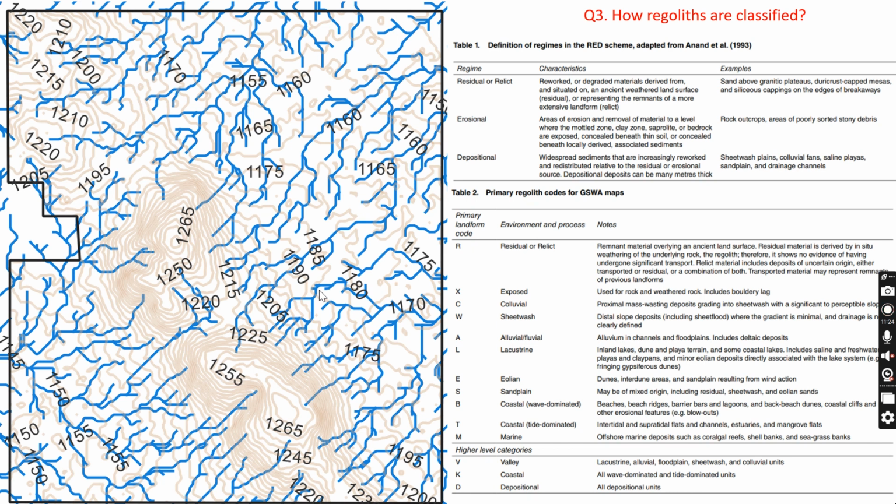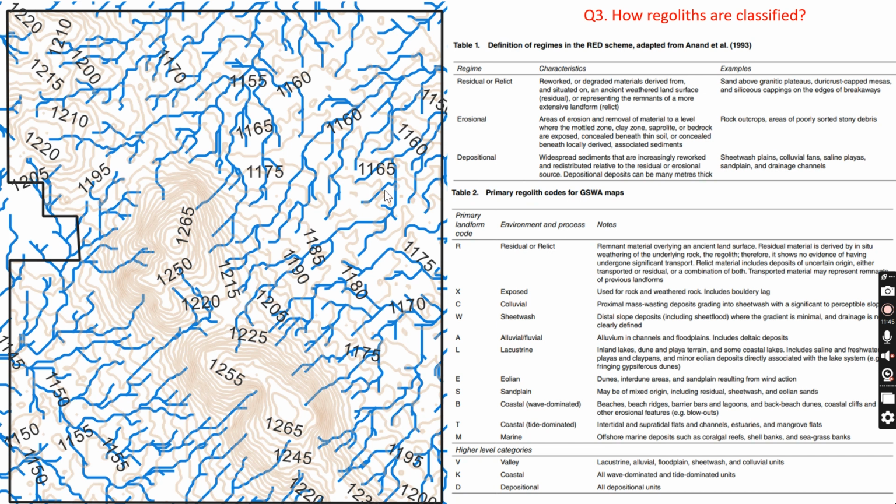Now, how are regoliths classified? Regoliths are classified based on different schemes. There is a RED scheme by Anand et al., 2001 and 1993, I think. This scheme classifies three types: residual, erosional, and depositional.